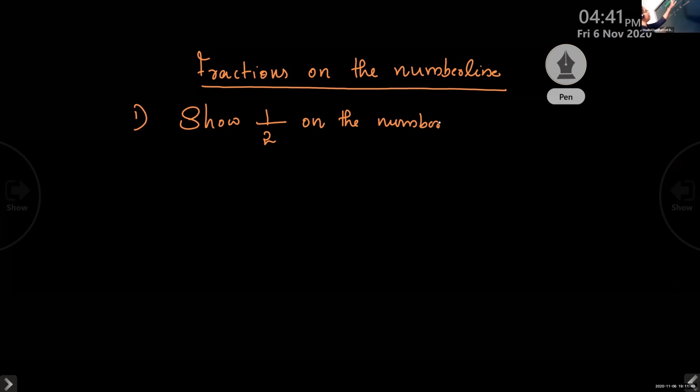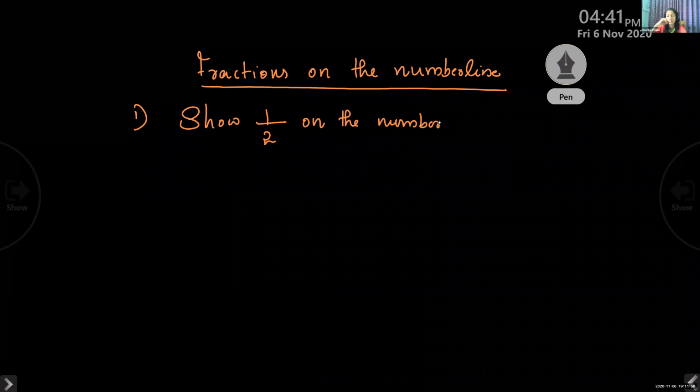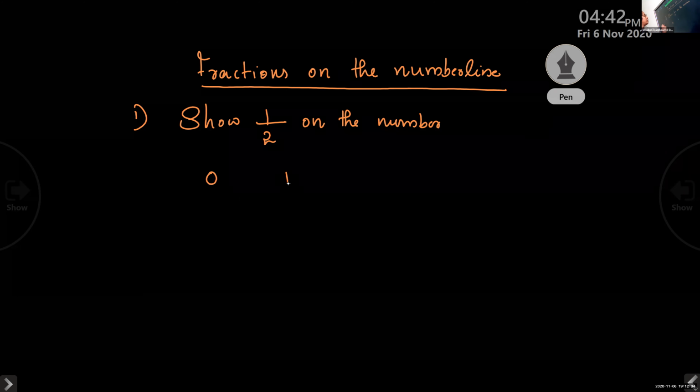There is an easy method, a simple trick. Look at the numerator. The numerator is 1, right? So first of all, you write 0 and 1 like this. If it is 3, you have to write 0, 1, 2, 3. Clear? And it is divided by 2, right?